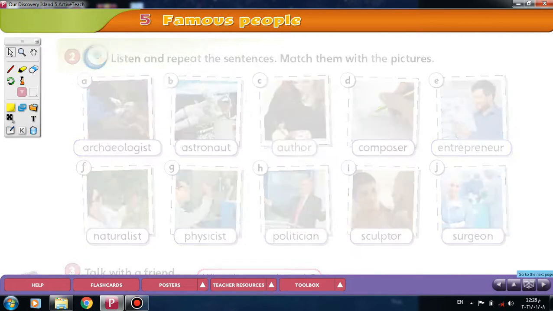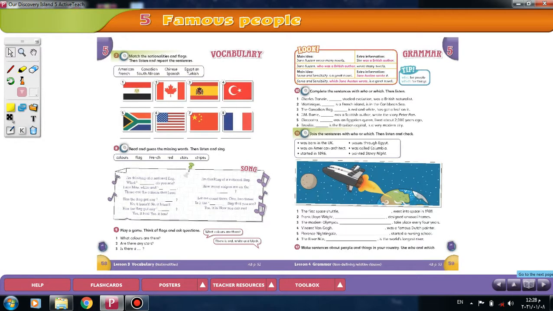Let's turn the page together. Let's go to page 58. Here he said match the nationalities and flags, then listen and repeat the sentences. So of course, you know what nationalities are, like your nationalities, all of your nationalities are Egyptians. You are all Egyptians, okay?